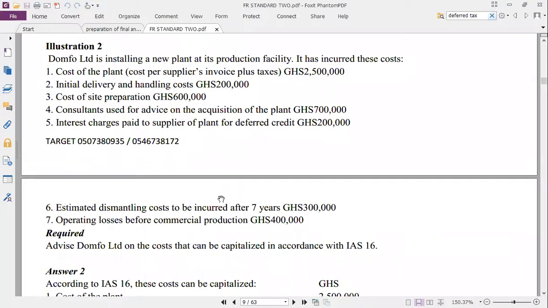Good. Cost of site preparation. Will it be part? Good. Consultant used for advice on the acquisition of the plant. Will it be part? Consultant. That's what? Professional fee. Legal, architect, lawyers. That's all. Okay. 5. Interest charges paid to the supplier of the plant for deferred credit. Will it be part?